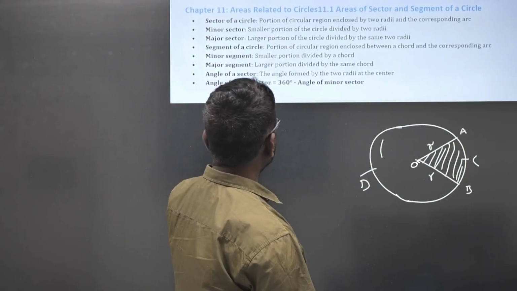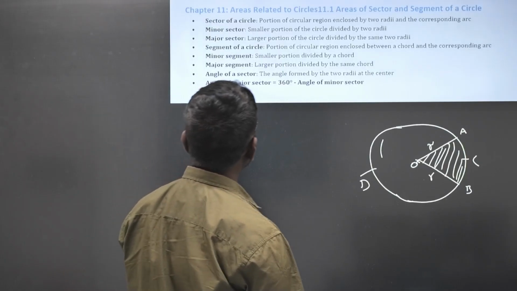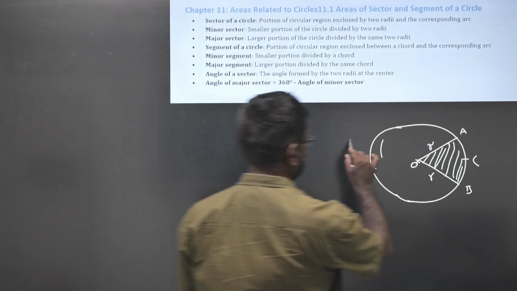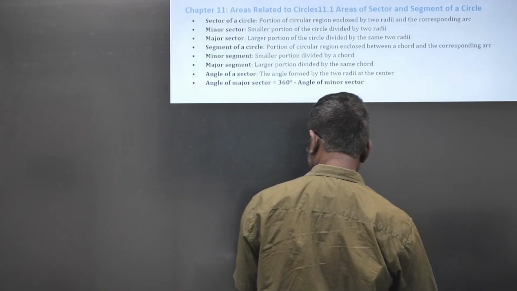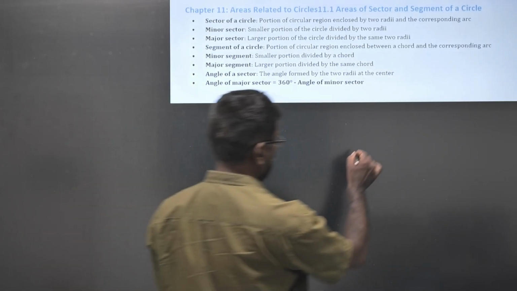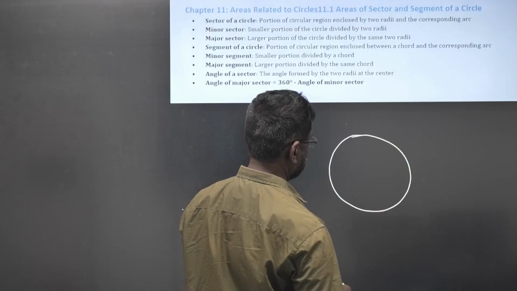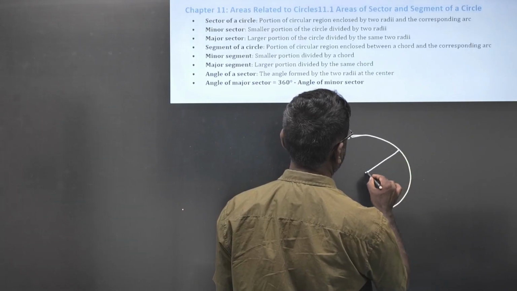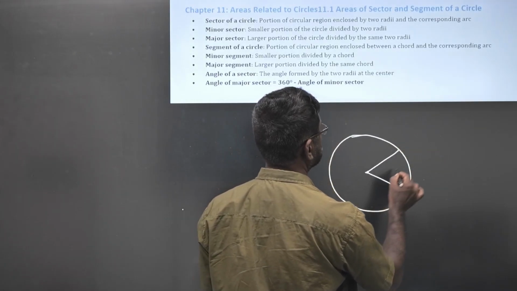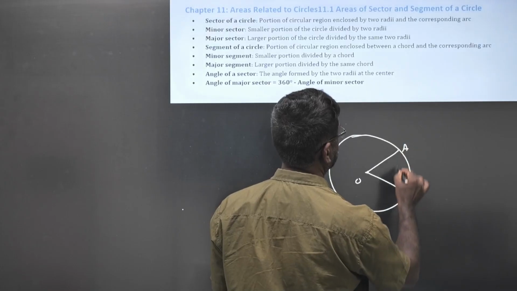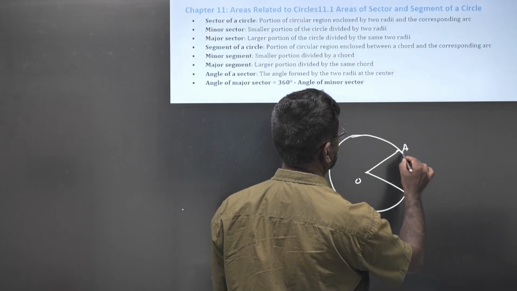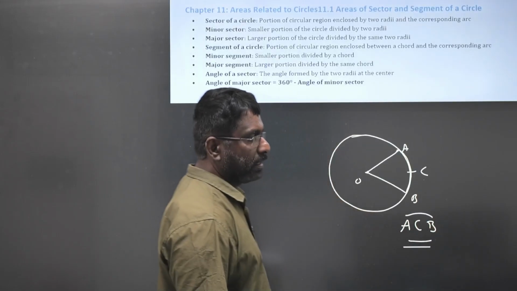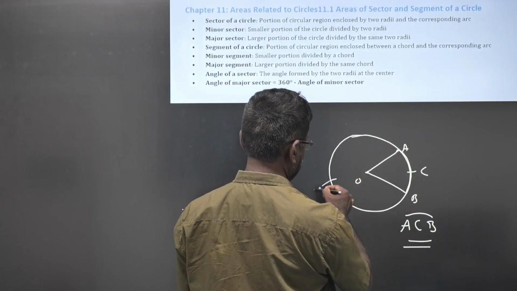Next, segment of a circle. Next is, actually it is not sector. Something wrong here. Next is arc of a circle. Arc. Suppose this is a circle. Suppose this is the part of the circumference of a circle. Suppose this is OAB. This part. Suppose this is ACB. This is called arc ACB. And this is also arc ADB.